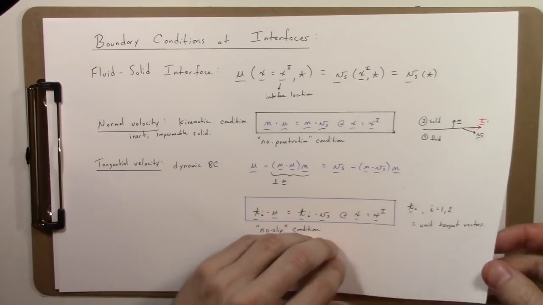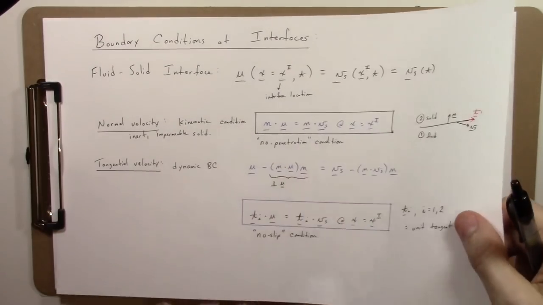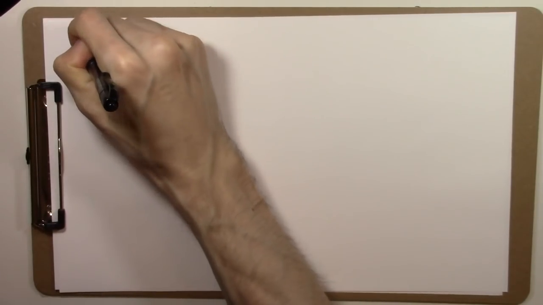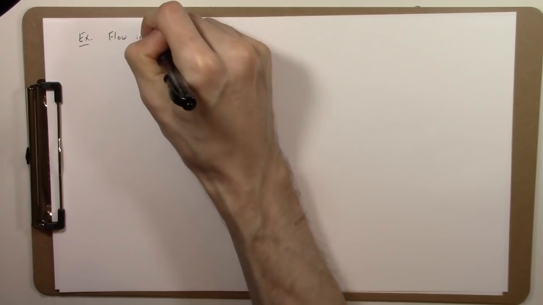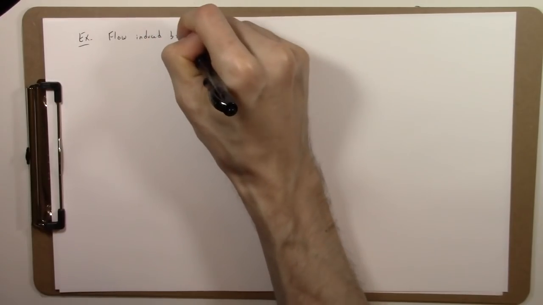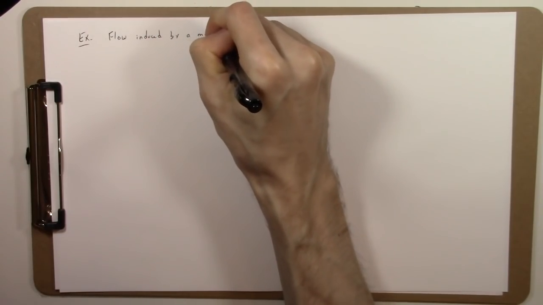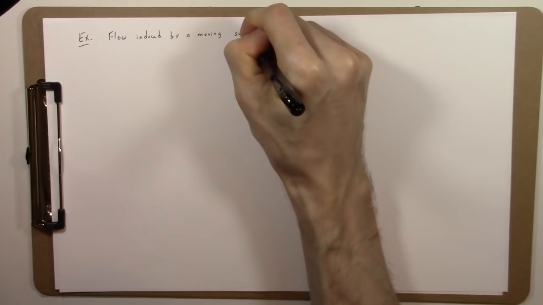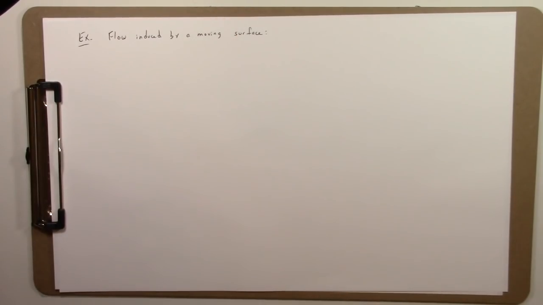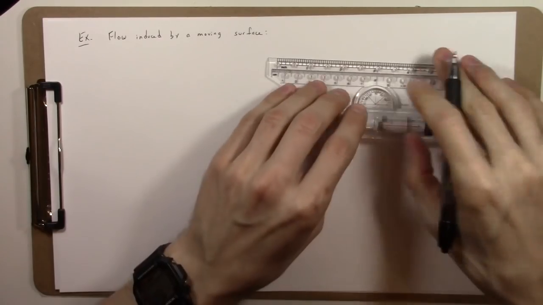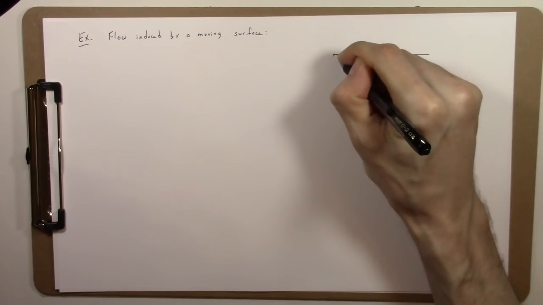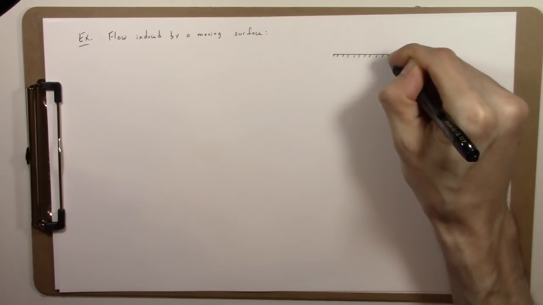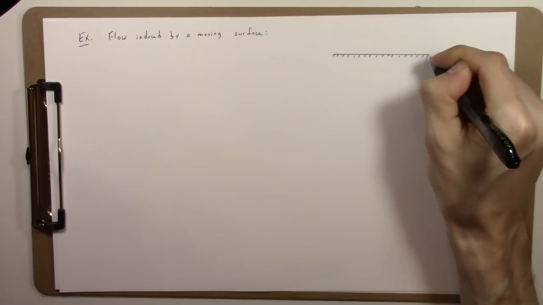We can now go over an example of this flow. So let's say, example, flow induced by a moving surface. So we can take a surface, we'll draw it over here. This will be our surface. We'll put a little cross-hatching here to indicate that it's a surface, not just a line.